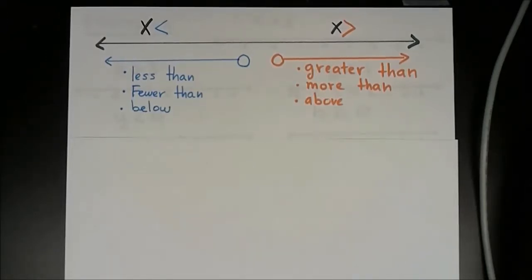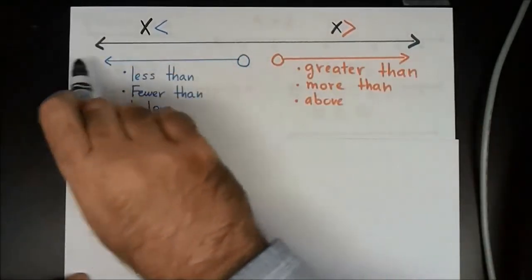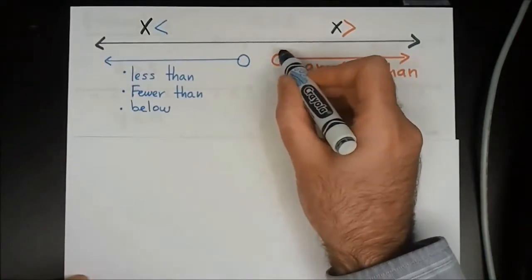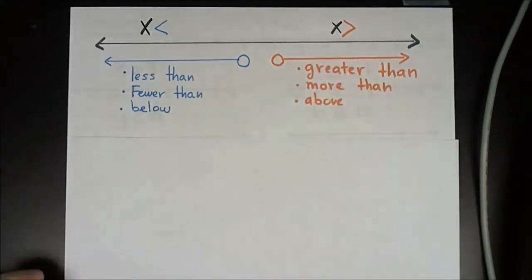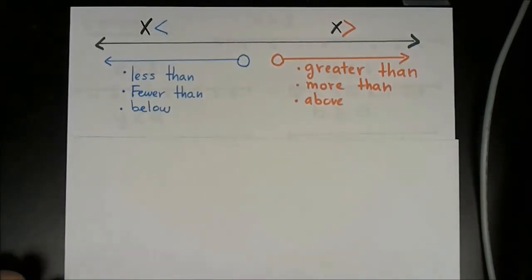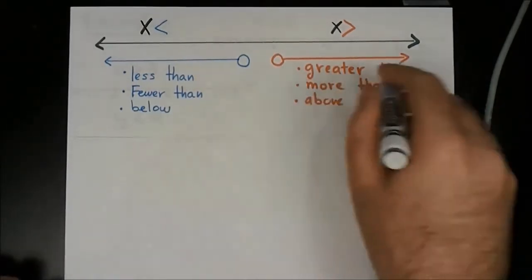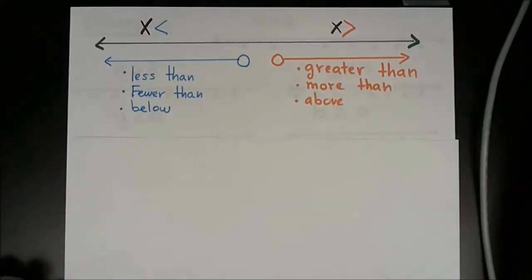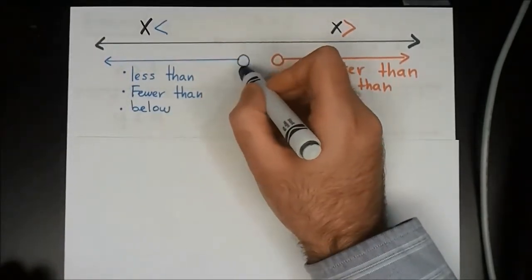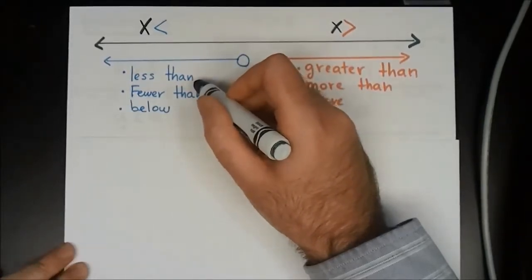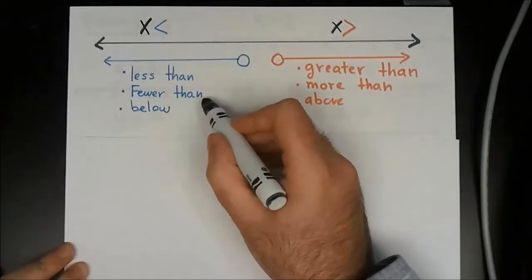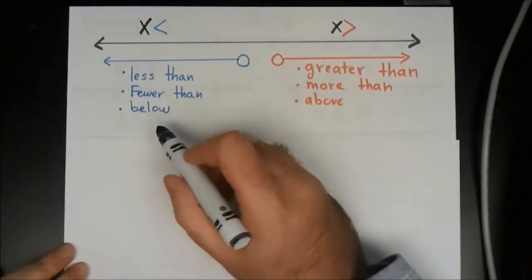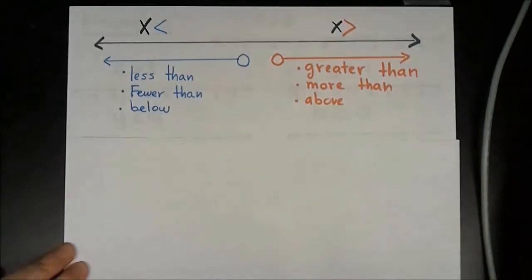So what do you do when you don't include that something? Well, on the number line, you will do an open circle. The open circle tells you and me that you're not including that starting point. You're greater than that starting point, you're more than that starting point, you're above, but you don't include that starting point. Same thing here. We put that open circle to tell us that we're less than that starting point, but we don't include it. We're fewer than, but we don't include whatever we're fewer than. We're below that something, but we don't include that something.